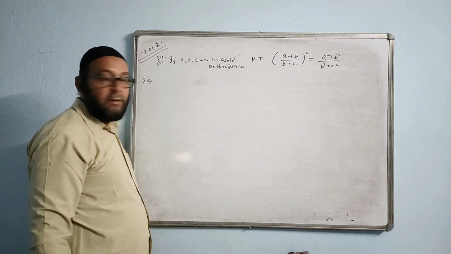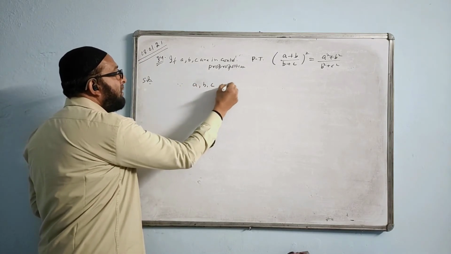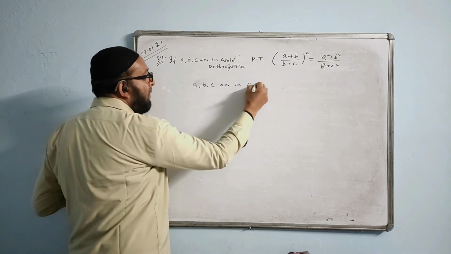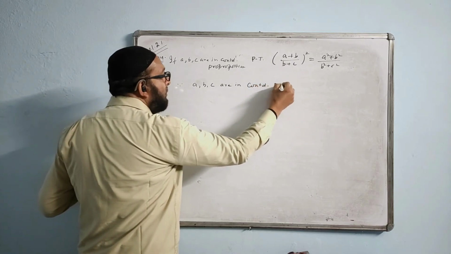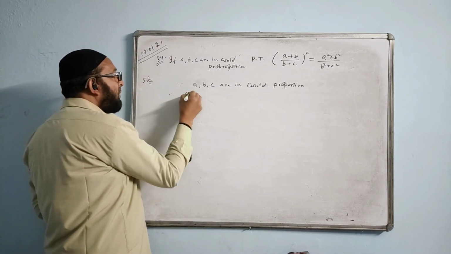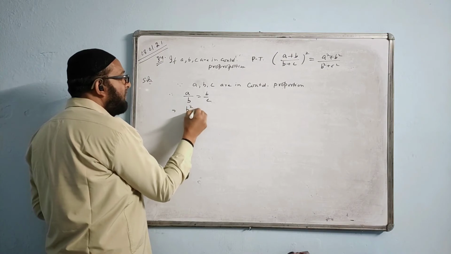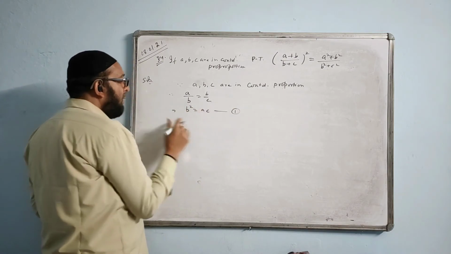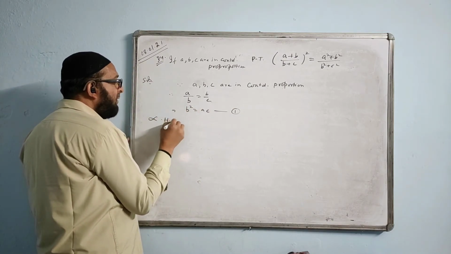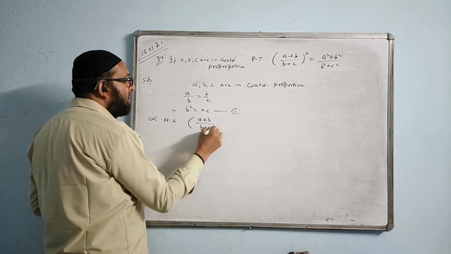Same way we will do. Writing, since A, B, C are in continued proportion, therefore A by B equals B by C. We'll cross multiply. B square is AC, in equation 1. Let us take the left hand side of the question, that is A plus B upon B plus C whole square.